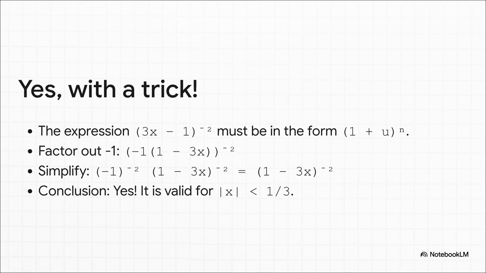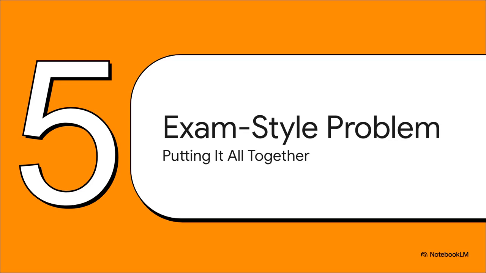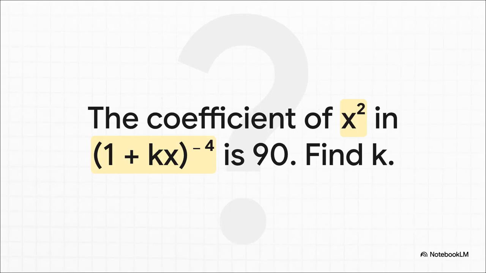Pretty neat, right? Okay, let's take a look at a classic exam-style problem. These are the kind of questions that have multiple parts and force you to combine what you know about binomial expansion with other algebra skills, like solving equations. So here's the setup. We're given an expansion, and we're told the coefficient of the x² term in this expansion is 90. So our first job is to use that piece of information to figure out the value of k. Then, once we've got k, we can use it to find other things about the expansion.